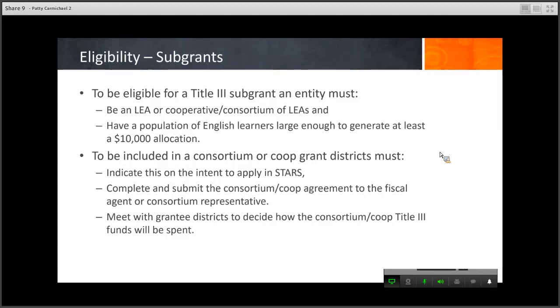Another step in the process is to meet with all of the grantee districts. You need to meet together to discuss how you will spend your funds. I can't reiterate this enough. I want you to make sure that you understand each district in the consortium with English learners needs to have a voice in how those funds will be spent. So make sure that you are meeting together and deciding together how you want to spend those funds.